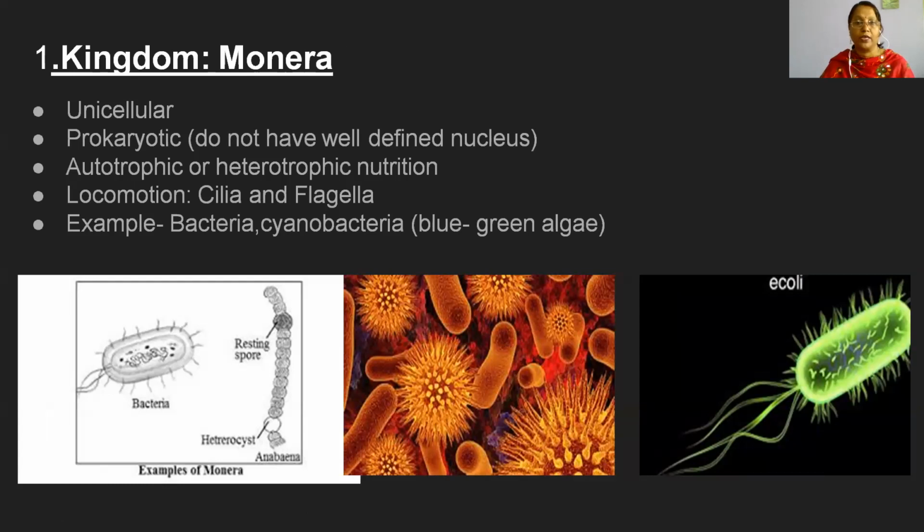not well-defined nucleus. And the membrane-bound cell organelles are also absent, like Golgi apparatus, endoplasmic reticulum, plastids, mitochondria, etc. And they are either autotrophic, that means they can make their own food, or they are heterotrophic, that means they depend on others for food. And locomotion takes place with the help of cilia and flagella. Some examples are bacteria, cyanobacteria, and anabaena, etc.